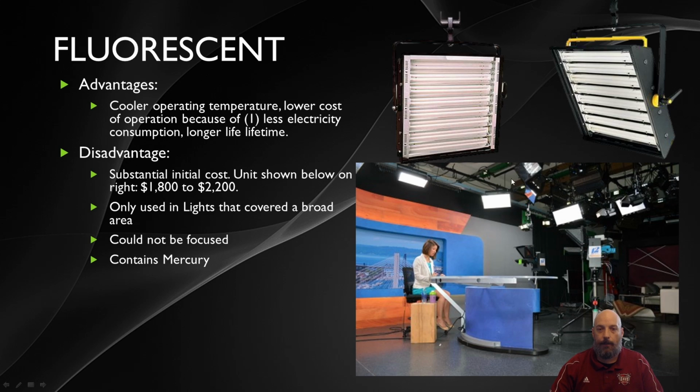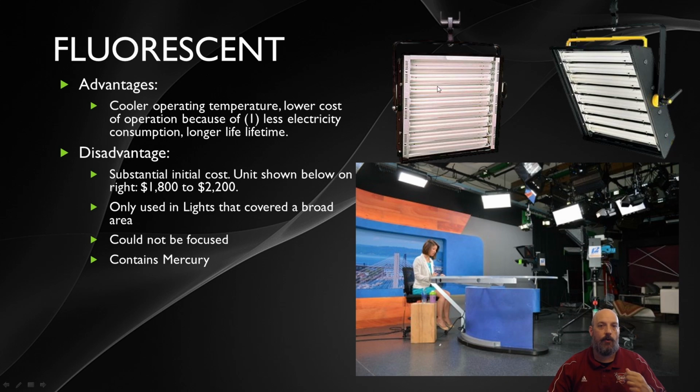Now, there is a disadvantage to the fluorescents in that they cost more money to manufacture than an incandescent. So you're going to be spending more money at the beginning of the cycle of the light when you buy it. Now, their light only covers a wide area. With incandescents, you're able to manufacture a device that can kind of focus the beam into a tighter area. Fluorescents don't put out enough energy or light that they could do that as well. So they were just good at covering large areas of the screen. So they could not be focused.